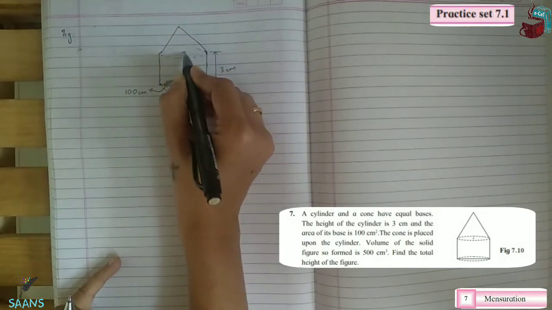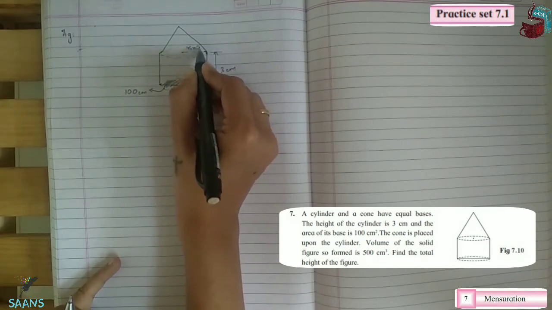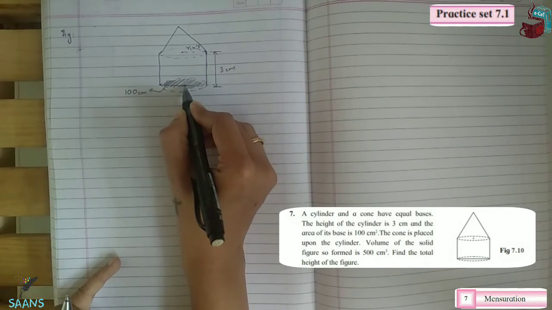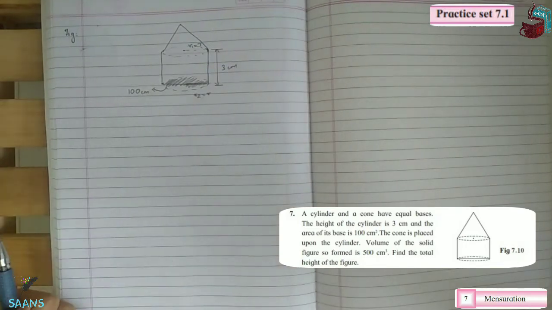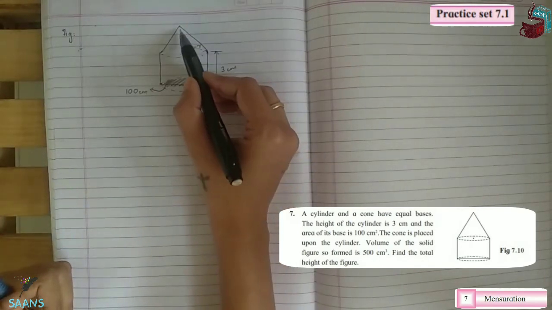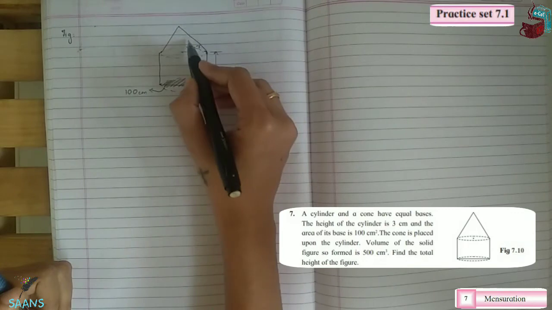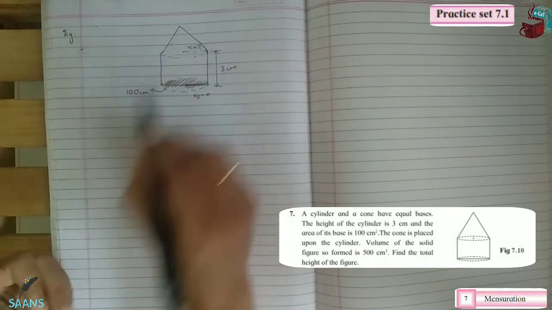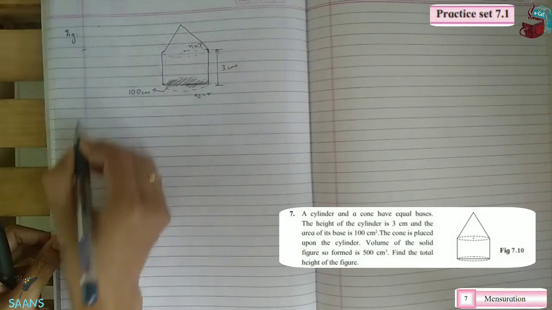What they have said is this radius R1 suppose is equals to R, and suppose this is the radius for the base, R2 is equals to R. So they have said that the radius of both the things is equal. Volume of the solid figure formed. Now volume means this entire thing. Volume of this plus this is equal to, so I'll just write over here given. So this is your figure.